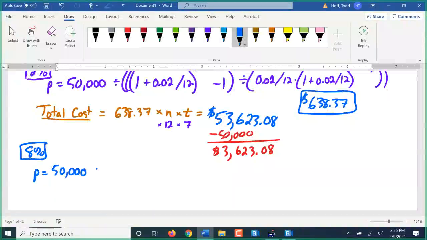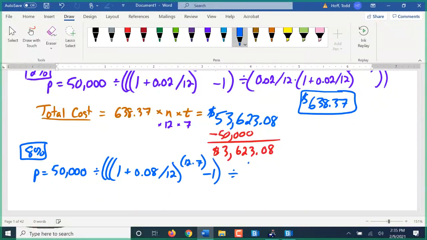So still our $50,000 starting balance or present value. Now it's 1 plus 0.08 divided by 12, to the power of it's still 12 times 7, minus 1, divided by, open, 0.08 divided by 12 times 1 plus 0.08 divided by 12, to the power of 12 times 7, and close things up.